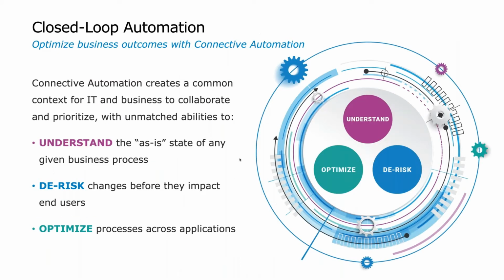So the way we look at it is that if you have closed loop automation that connects across the entire life cycle of the business process, it has to do three things. The first thing it has to do is help you understand your business process. So you can use technology to do that. Instead of manually documenting processes or talking to people, you can get software to help you understand how you're running those processes. And there are various ways to do that.